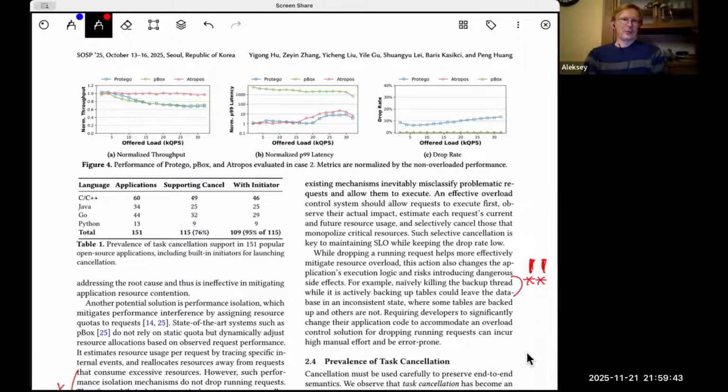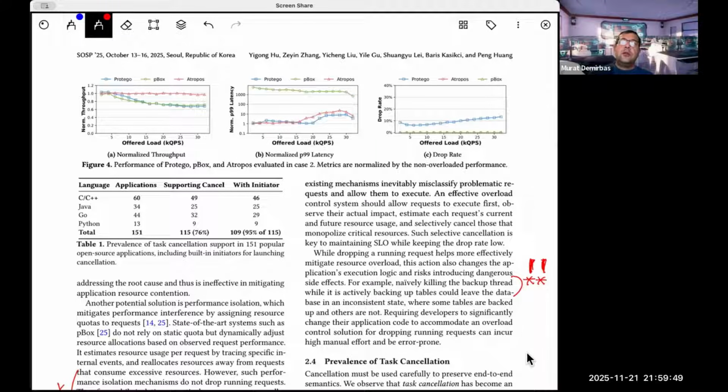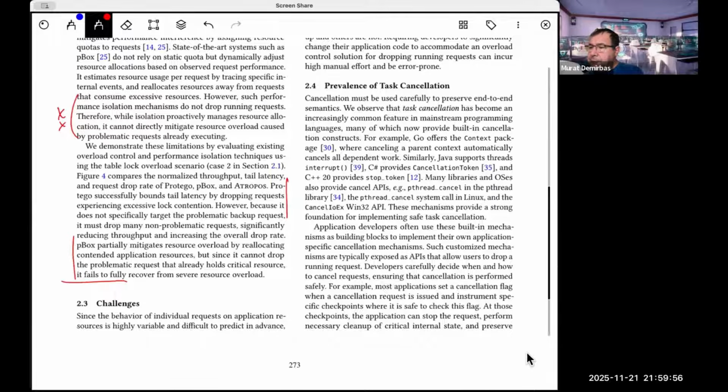Okay, prevalence of task cancellation. So here they talk about this table one. Should we skip for the sake of time? No, let's read it. This is a foreign topic to us, so I think we should get the background.